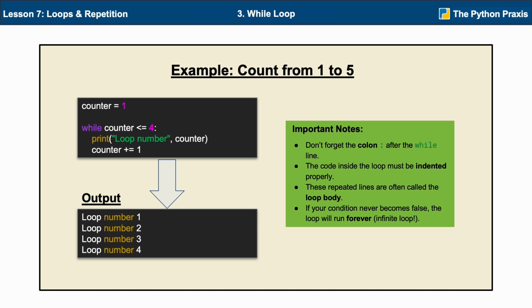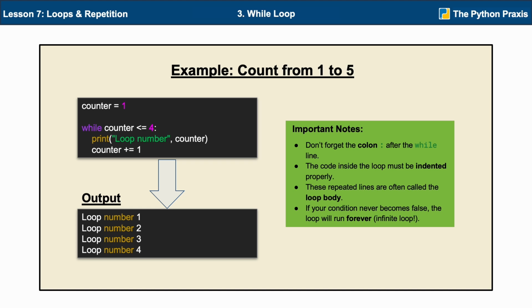Inside it prints loop number 1. Then counter increases by 1. This repeats until counter becomes 5. At that point, the condition is false and the loop ends. So the output is loop number 1, loop number 2, loop number 3, and loop number 4. Be careful though. If you forget to increase the counter, the condition might stay true forever, creating an infinite loop. And trust me, every programmer hits this bug at least once.